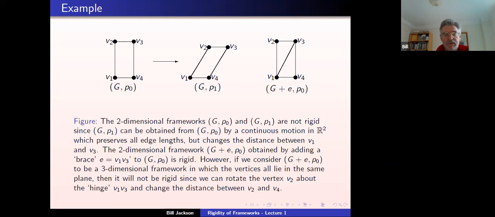Just to finish this example, it's worth noting that the framework on the right is a rigid framework in 2-dimensional space. But if the framework was actually in three-dimensional space, and the vertices just happened to lie in a plane, then it would not be rigid. It's not rigid because we can rotate the vertex V2 about the line through V1 and V3. That will preserve the lengths of all of the edges, but it will change the distance between V2 and V4. So rigidity depends on which dimension we're working in.